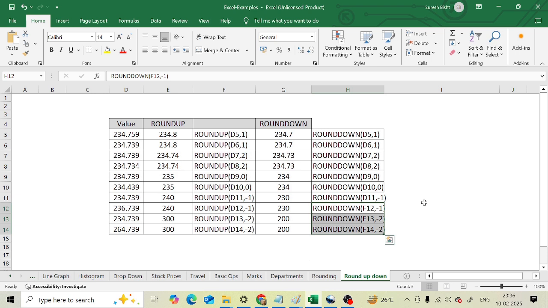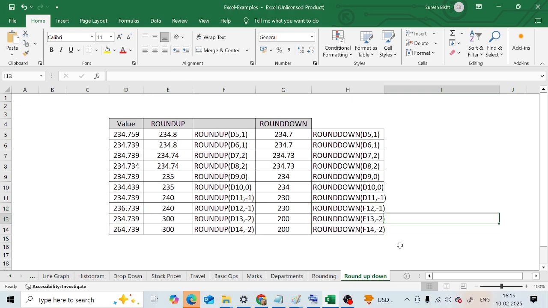In these three cells there's a typing mistake. It should not be F12, 13, 14. It should be D12, D13 and D14, since we are referring to these values. So this is how you use round up and round down functions in Excel.